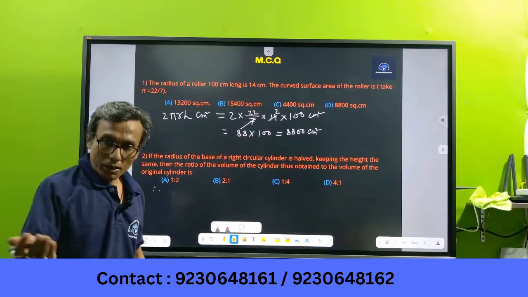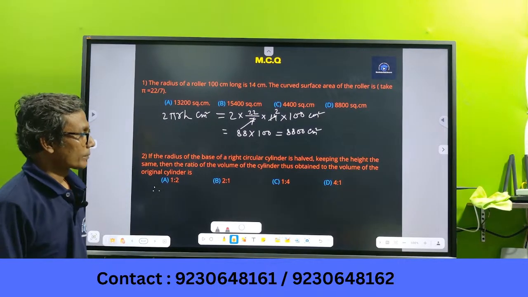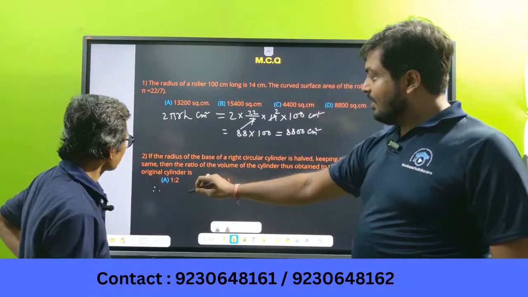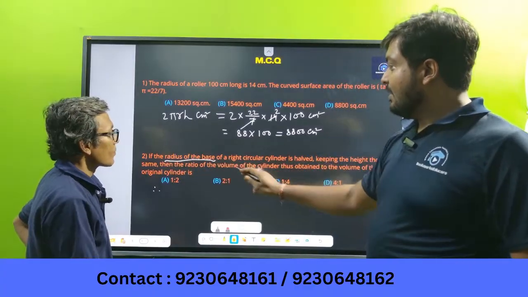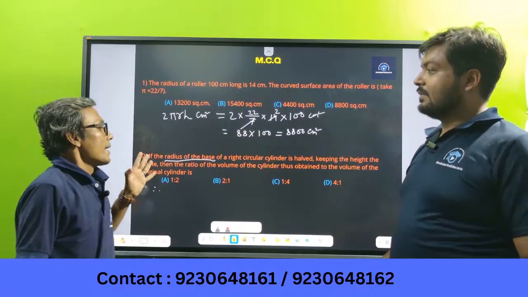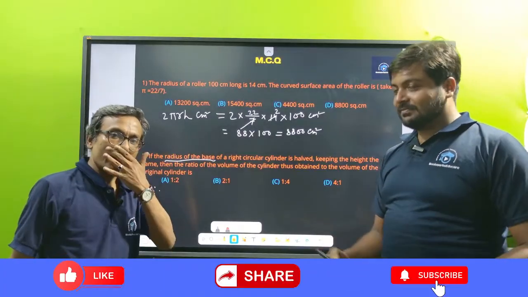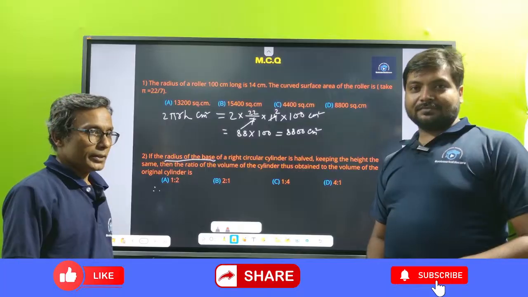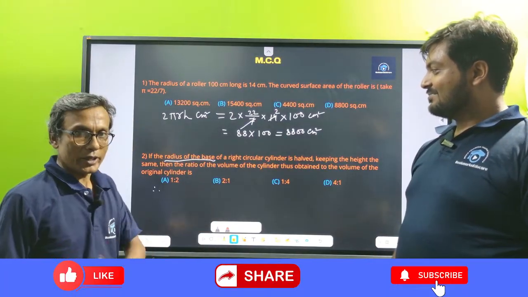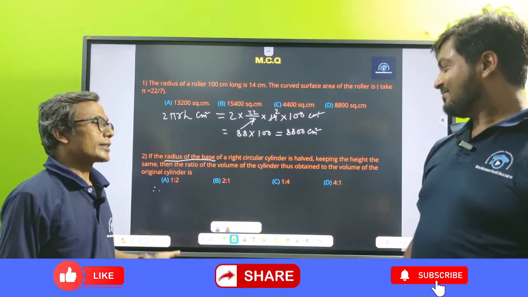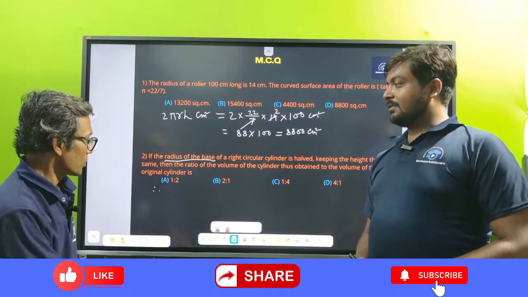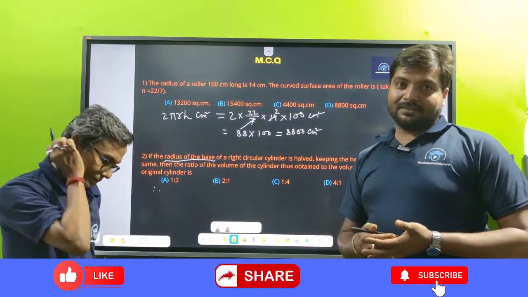So radius. Here the radius of the base is half. If the radius is R, let the radius be half, then it becomes R by 2 units. But the height remains the same.